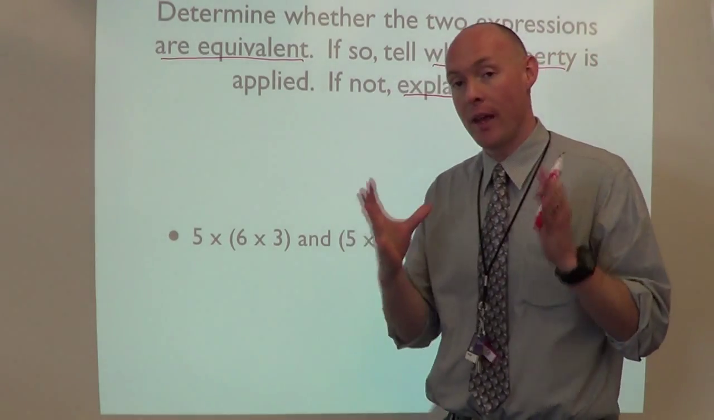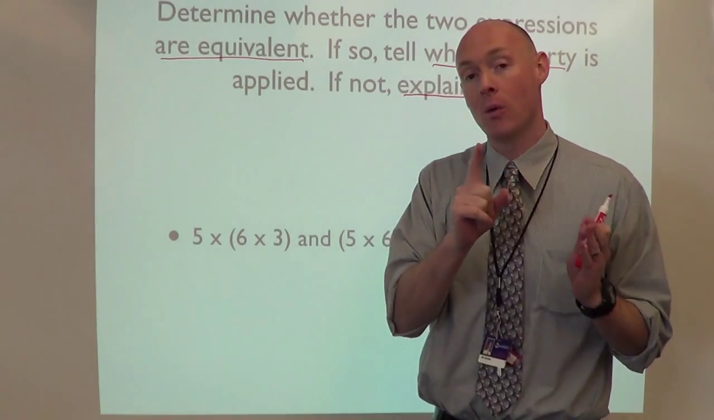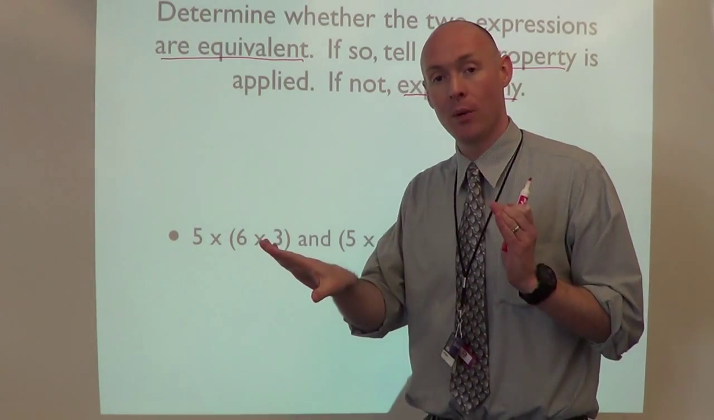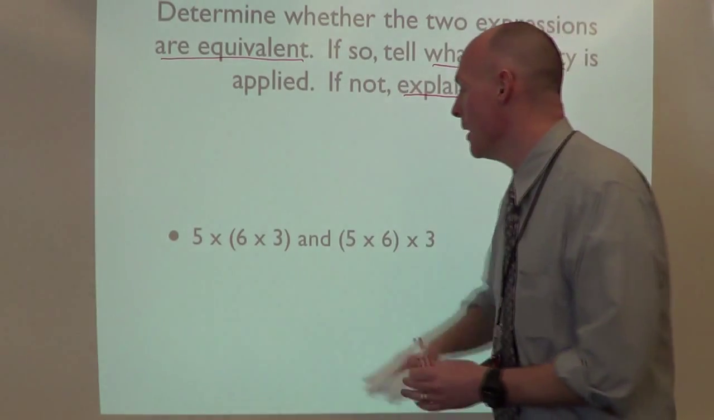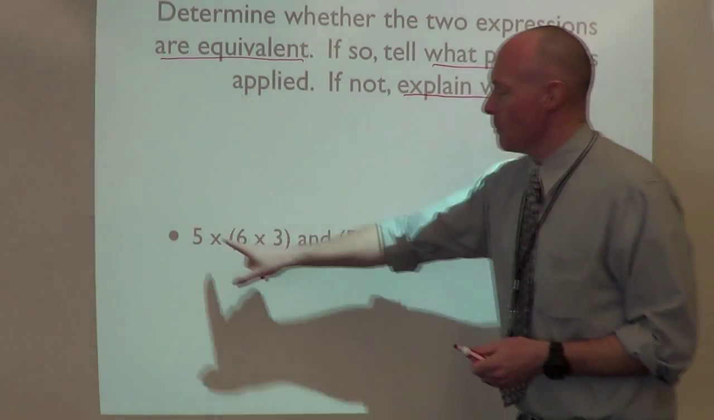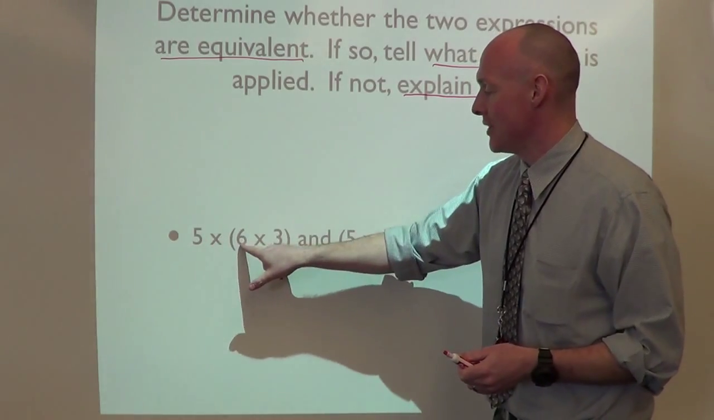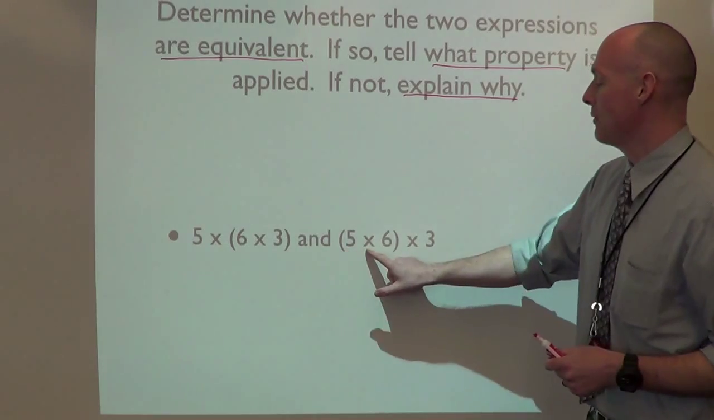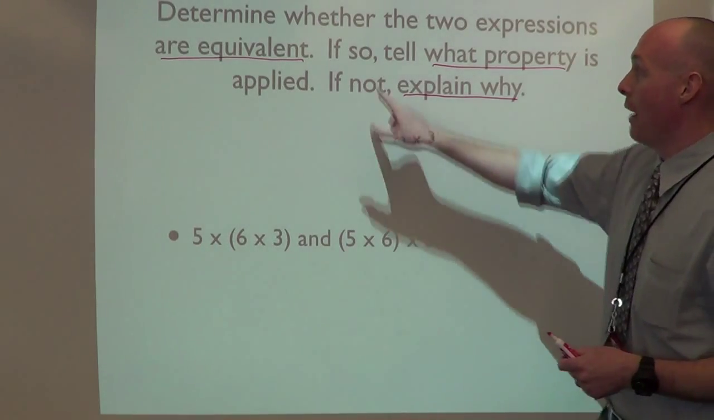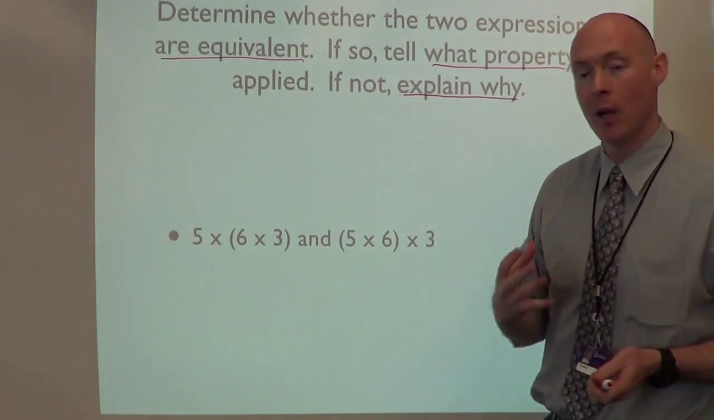First, figure out, are they equivalent? If they are equivalent, we have to figure out what property we're using. And if they're not equivalent, we have to explain why. So here I have 5 times, in parentheses, 6 times 3, and, in parentheses, 5 times 6, times 3. Our first step is we have to determine, are they equivalent or not?